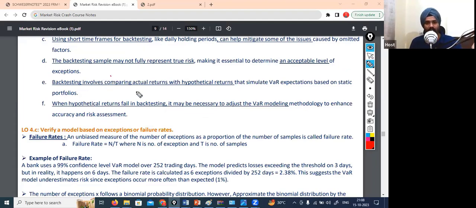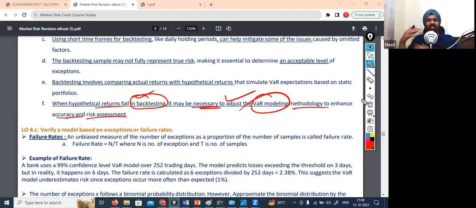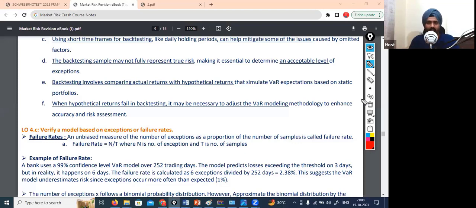Backtesting involves comparing actual returns with the hypothetical returns as well, which simulate the VaR based on a static portfolio. When hypothetical returns fail in backtesting, it may be necessary to adjust the VaR modeling. So if the backtesting has failed, it may be necessary to adjust the VaR modeling methodology to enhance the accuracy of risk assessment. That means change the VaR models if you are regularly seeing a lot of exceedances. So these are the challenges that you have here.